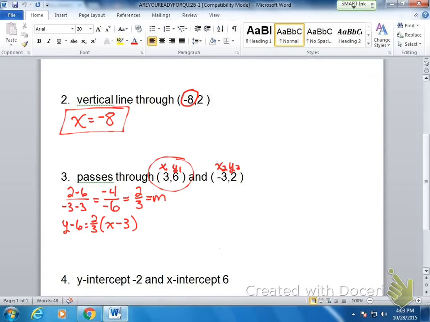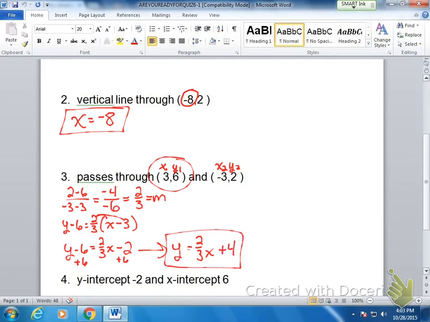So let's see. I can't mess with the y minus 6 yet, but I can distribute my 2/3. 2/3 times x is 2/3 x. 2/3 times negative 3 is going to give us negative 2. Remember to use your calculator for those if you need to. I have to solve for y, so I'm going to add 6 to both sides. That gives me y equals 2/3 x, negative 2 plus 6 will be plus 4. So there's another one, and that's pretty much as long as it gets. All you had to do is use the slope formula. We had the slope, and it turns right back into number 1.